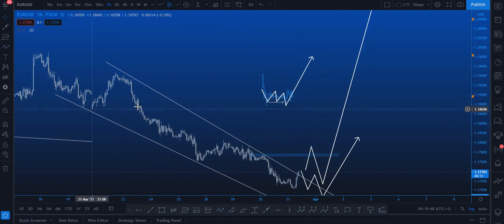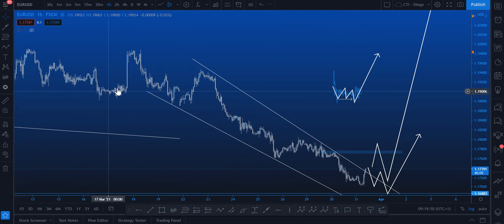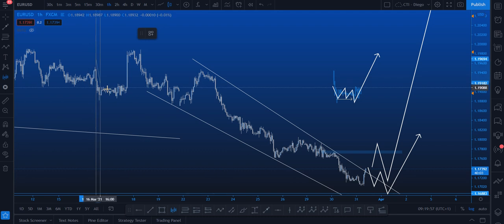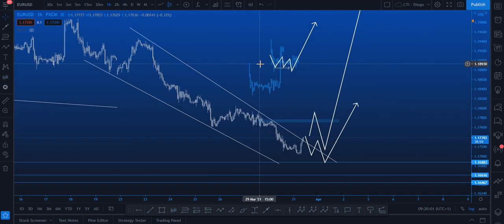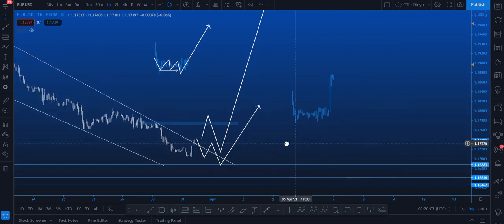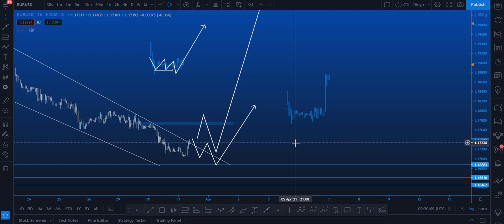And then what happened after? Price completely just reversed, as you can see. So really what we need is this particular schematic, either somewhere down here or even somewhere down here. Whenever this comes is really when we should be looking to enter a trade on Euro USD.